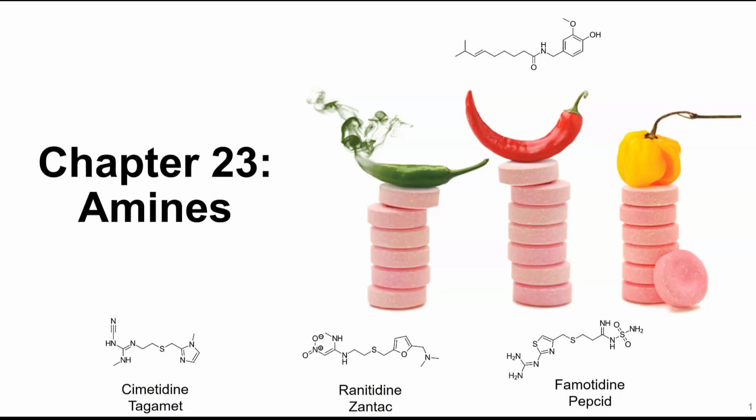We also have a structure of Tagamet. You see the pink pills here are different ulcer and heartburn medications. Tagamet, or cimetidine, is used for ulcers. That one has lots of nitrogens and a sulfur. Ranitidine is also known as Zantac, which is used to treat heartburn. That one also has nitrogens. And also we have Pepcid, or famotidine, which is also used to treat ulcers. All of these have several nitrogens, which are important for the function of these drugs, and we'll look at why that is so, as well as properties, reactions, and biological activity of different nitrogen-containing compounds.